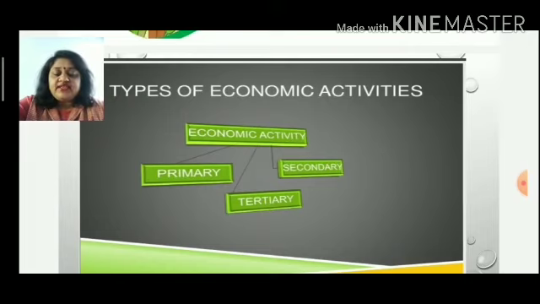Okay, secondary activities are connected with the processing of these resources. Which ones? Primary ones. Okay, now for example, manufacturing of steel, baking of bread, and weaving of clothes are all examples of secondary activities. So here we come to the third one, that is tertiary activity.